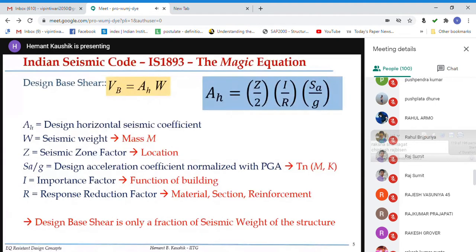SA by G is normalized with acceleration, right? Again, it has no units. So then this whole AH has no unit. When you multiply this AH with W, which has a unit of weight, so then VB has a unit of weight. That means you will get VB directly in Newton or kilonewton, depending on what is the unit of W.